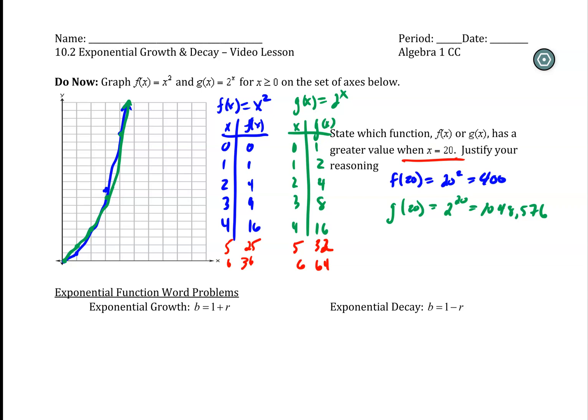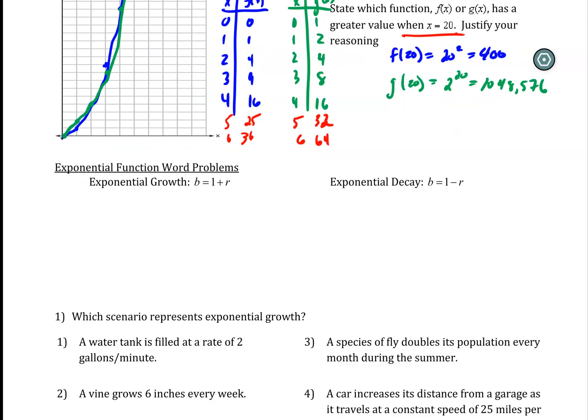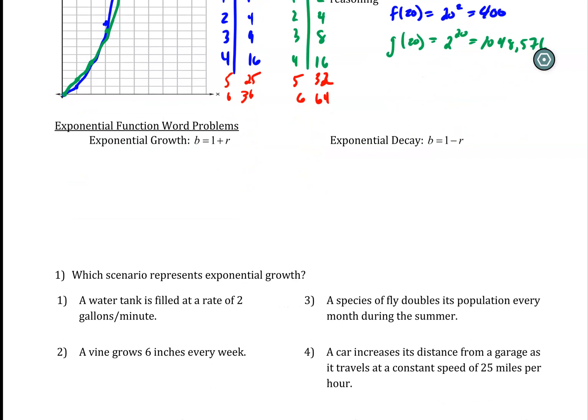From there, the x squared is still growing, and it is getting larger and larger as you go, but the exponential function here, where the exponent is the x, is going to grow at a much more rapid rate as x gets larger. So when dealing with exponential functions, whether it be word problems or not, we need to understand the formula and how that relates to it.